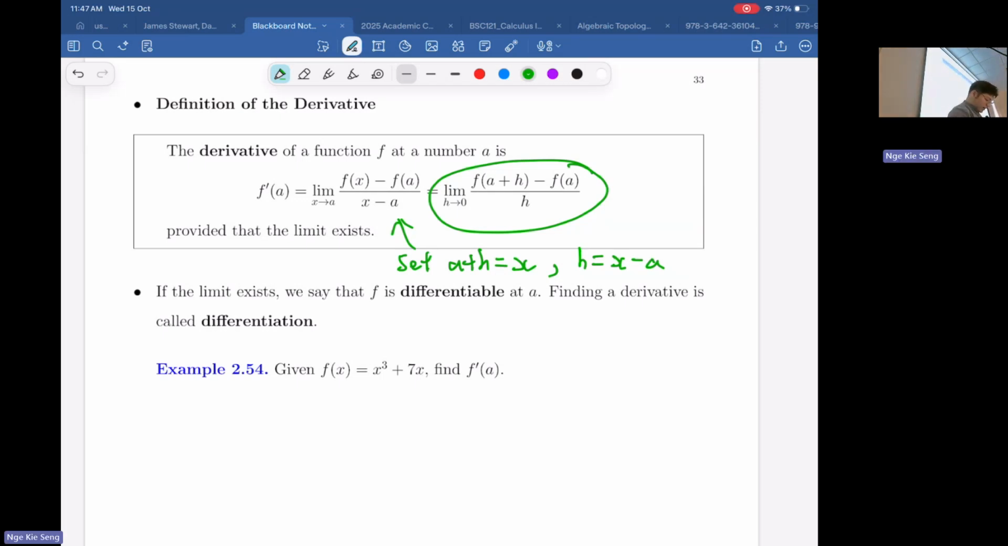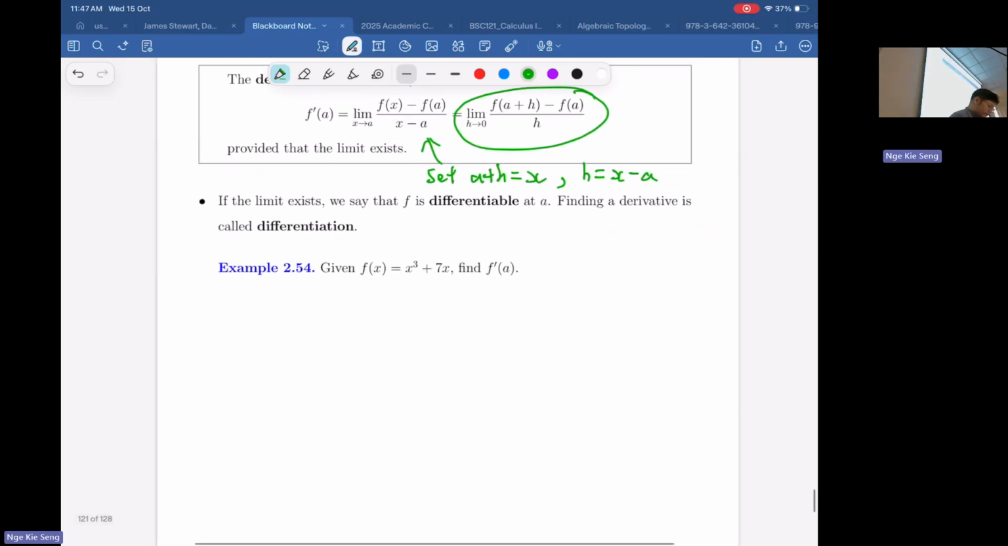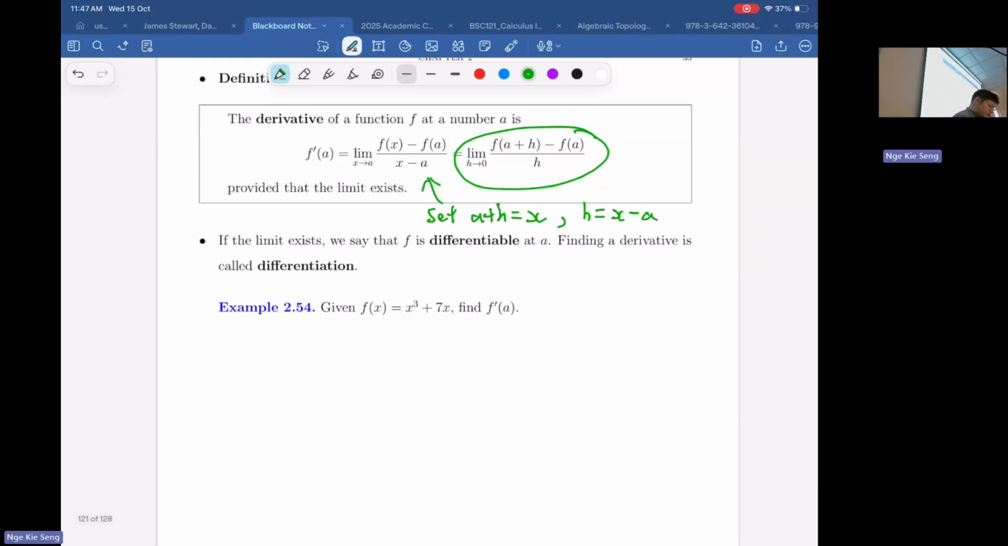Okay, so let's do one exercise and then we can finish for today. If this limit exists, we'll say that f is differentiable. So this is the next notion. We have the notion of continuity, and now we have differentiability. If this limit exists at a, it is differentiable. Let's compute this.